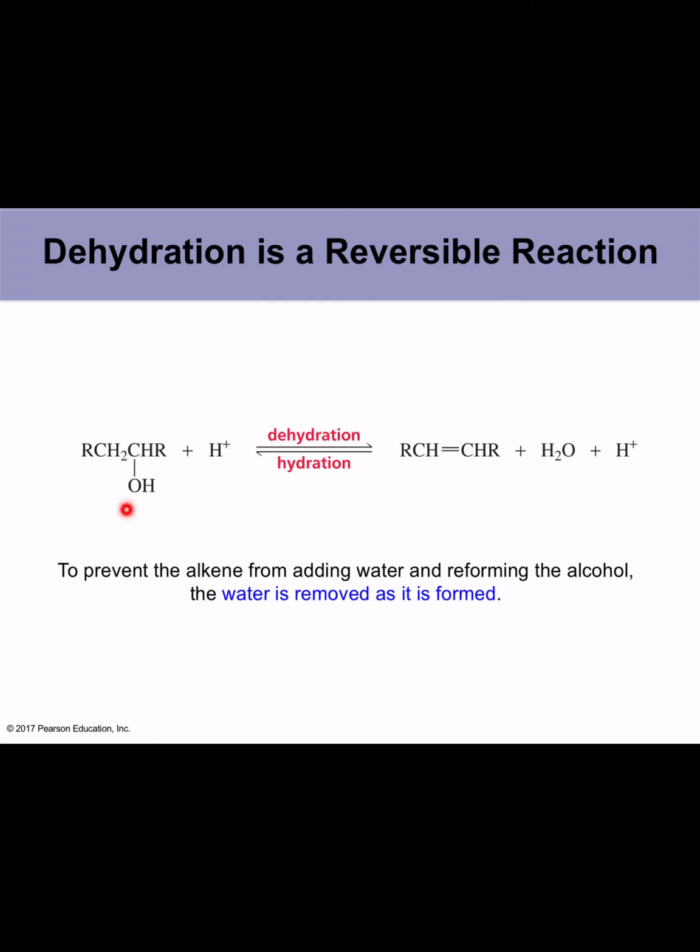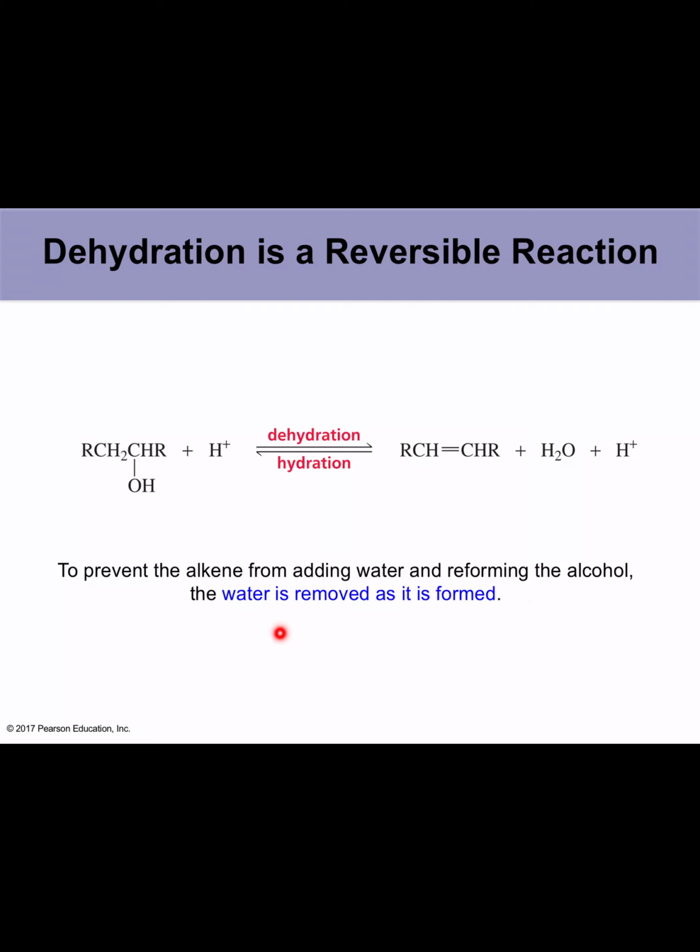Now this is a starting alcohol. You remove a water molecule, an alkene is formed: dehydration. And we can add a water molecule across the double bond to get back to the alcohol. To prevent the alkene from adding water and reforming the alcohol, the water is removed as it is formed.